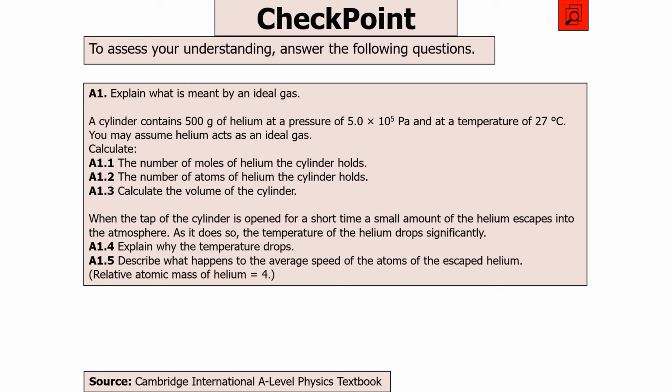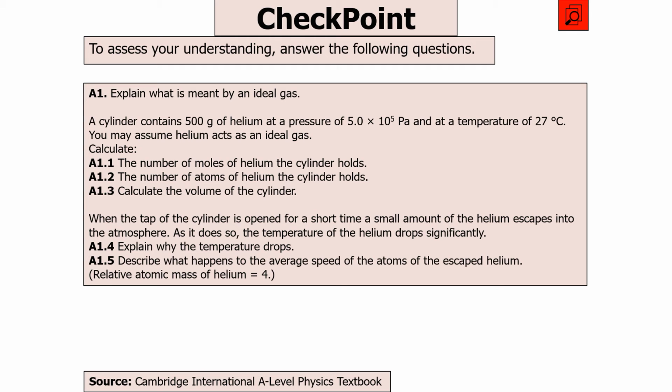The next question says, explain what is meant by an ideal gas. Then a cylinder contains 500 grams of helium at a pressure of 5 times 10 to the 5 pascals at a temperature of 27 degrees Celsius. You may assume that helium acts as an ideal gas. Calculate the number of moles of helium the cylinder holds, the number of atoms of helium the cylinder holds, and calculate the volume of the cylinder.